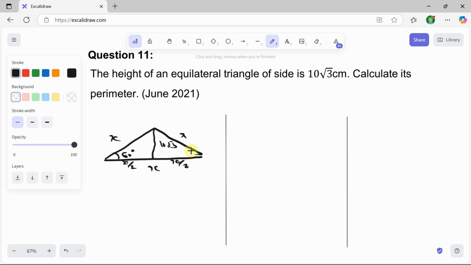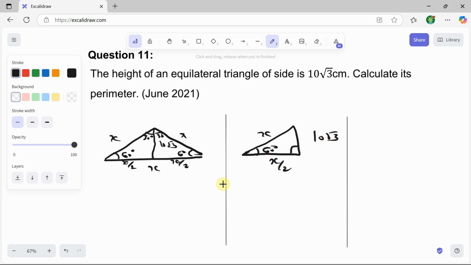This is 60 degrees, this is 60 degrees, and this is also 60 degrees, but it's divided into 30 degrees and 30 degrees. Because it's an equilateral triangle, this line is going to divide the angle into 2 equal halves. If it's another triangle, it might not. So let's take one half. If I take this half, this angle is 60 degrees. This side is x, this is x over 2, and this one is 10√3.